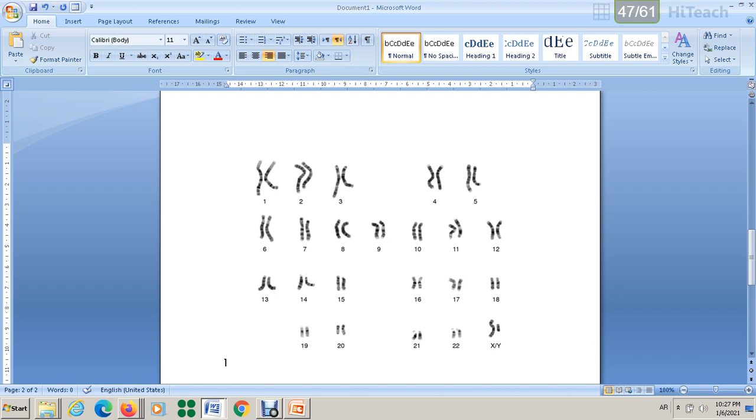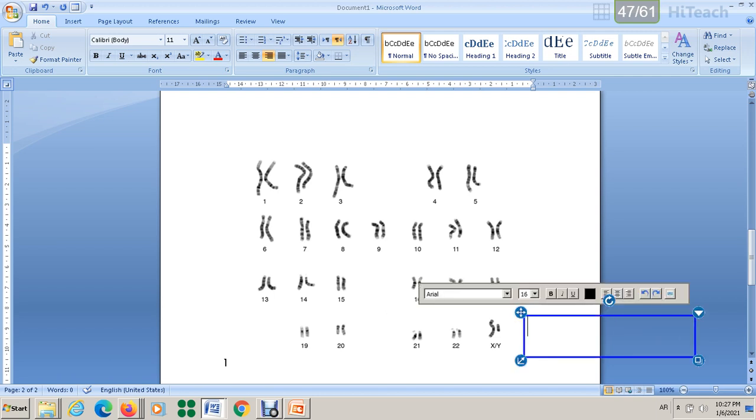So let's write it here. Controls sexual characteristics.